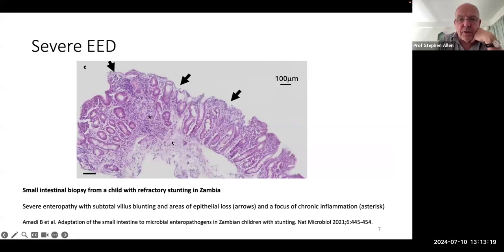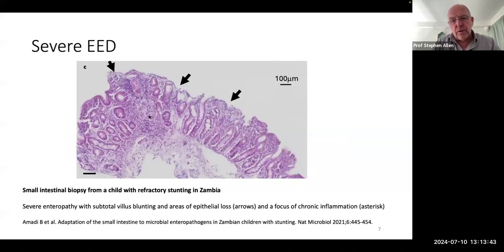This is a severe lesion. So this is a child, this is just the severe end of the spectrum, would be very common in children with severe malnutrition. And you can see here, nearly all of the mucosa is crypts, trying to repair the mucosa. The villi have almost completely lost, and there's large areas where the barrier has completely broken down.